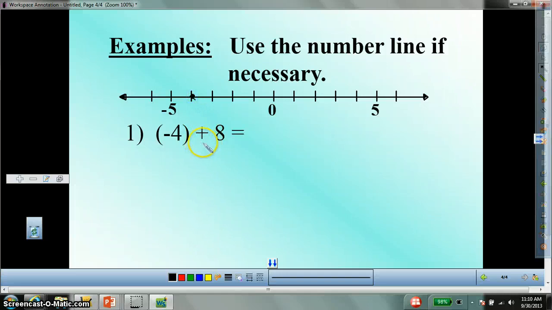The sign tells us which direction to go. Since we're adding, we're going to go to the right. And the number tells us how many units to the right we're going. So we are going to the right 8 units. So we're going to count 1, 2, 3, 4, 5, 6, 7. Our solution is the mark at which we land on the number line. So this point right here would be our solution. So here's 0, 1, 2, 3, 4. So our answer would be 4.